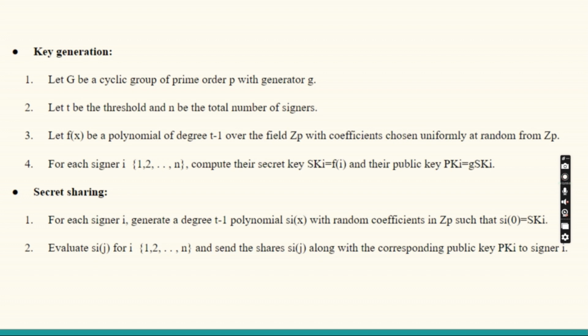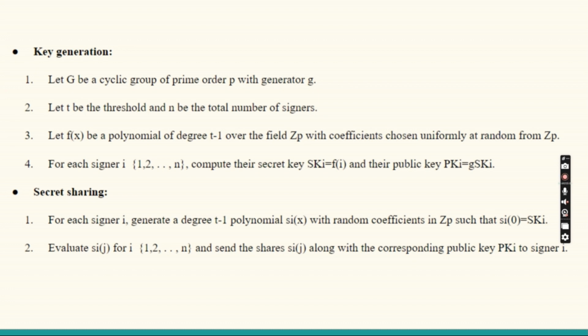Now let us briefly see what key generation says. In this, we have G, which is a cyclic group of prime order P with generator g, t be the threshold and n be the total number of signers, f(x) be a polynomial of degree t minus 1 over the field Zp with coefficients chosen uniformly at random from Zp, and for each signer i, compute their secret key SKi equal to f(i) and their public key PKi equal to g raised to SKi.